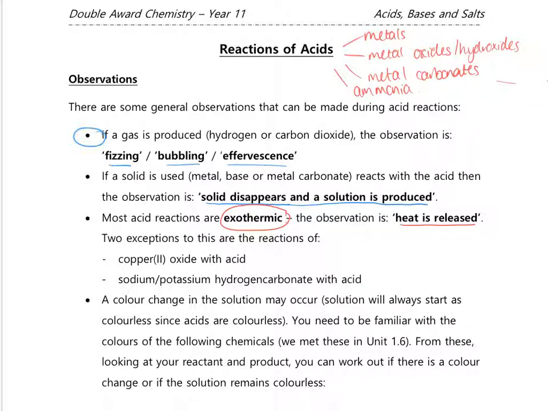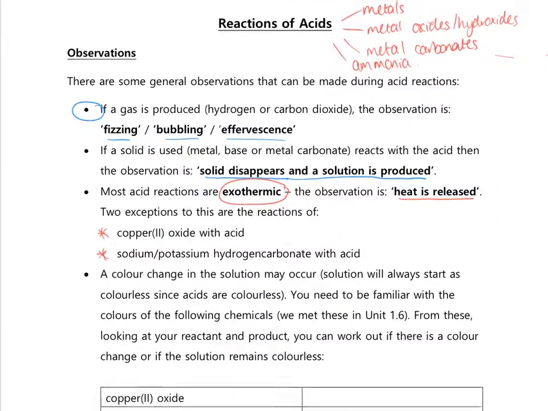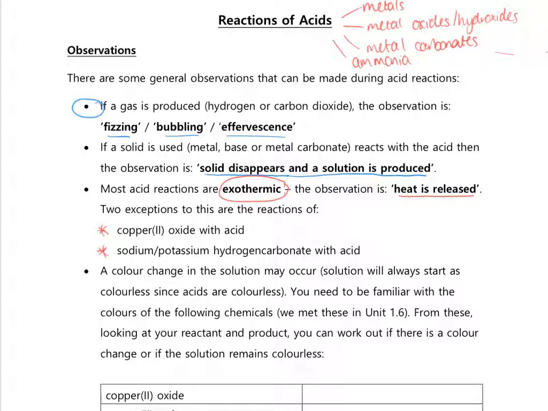The reaction of copper oxide with acid does not release heat. And the reaction of sodium or potassium hydrogen carbonate with acid does not release heat either. In fact, it's what we call an endothermic reaction. It takes in heat and the temperature will actually drop. And we'll see that later on when we look at that specific reaction. So keep those 2 in mind as exceptions, but otherwise, if you see a reaction of an acid, you can just write down the observation, heat is released.